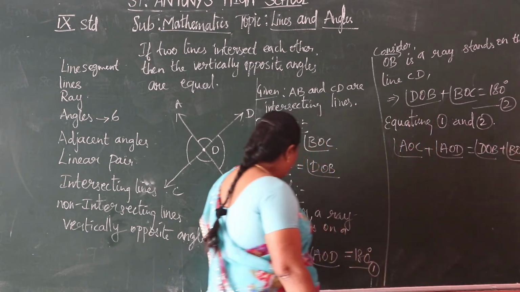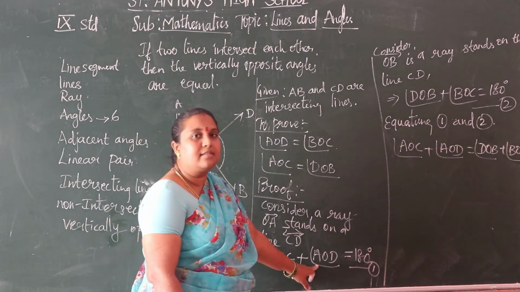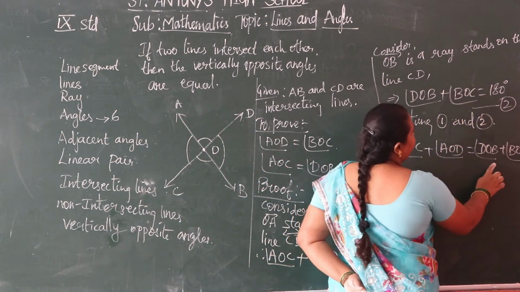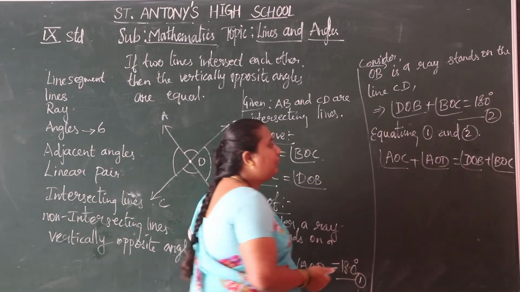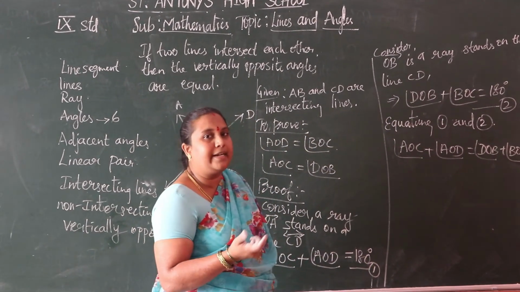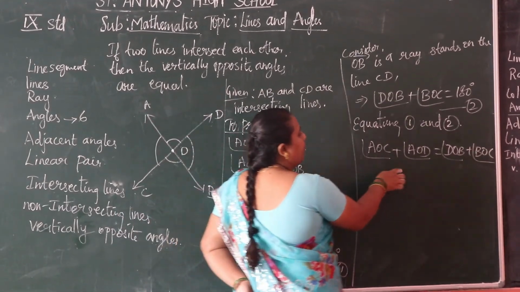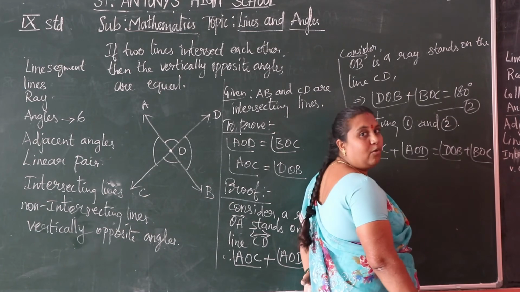See here, AOC plus AOD is the left-hand side of equation 1, and BOD plus BOC is the left-hand side of equation 2. So those two are equal. Why? Because the right-hand sides of the two equations are equal. So we can say AOC plus AOD equals DOB plus BOC.